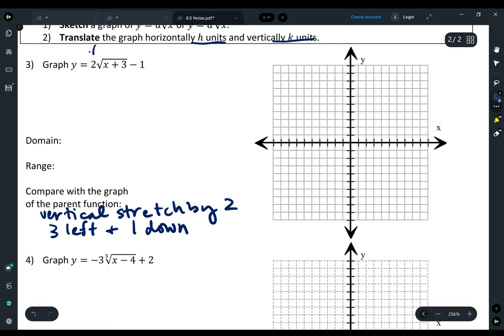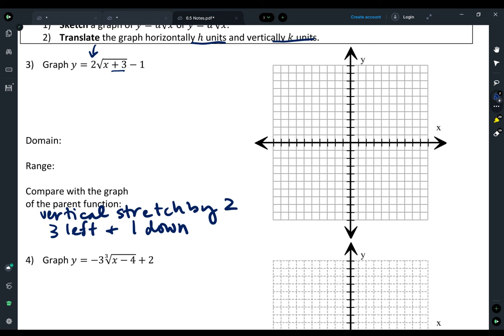So because of this 2 right here that's being multiplied outside of that square root, I have a vertical stretch by 2. Because it says a plus 3 in my x direction, that's affecting x. It's inside. X is always the inverse of what it says. It's not really moving positive 3 units for x. It's moving 3 to the left instead. The number outside is always like a y-intercept kind of a thing, and so I'm moving 1 down.